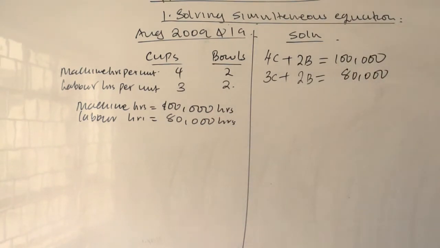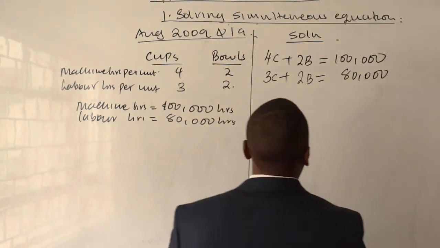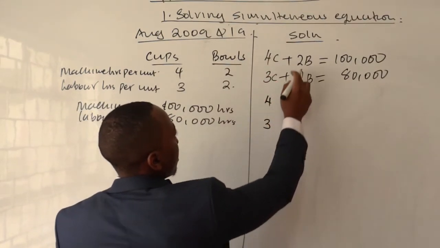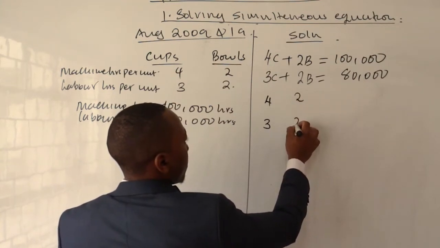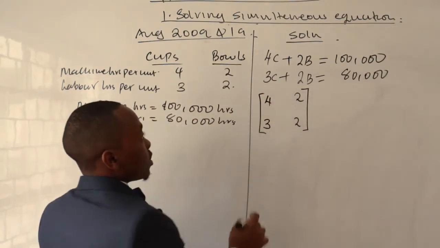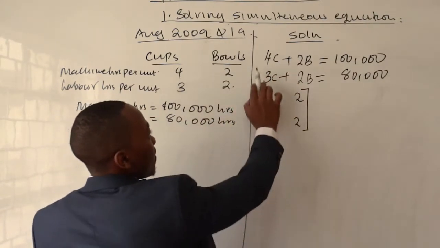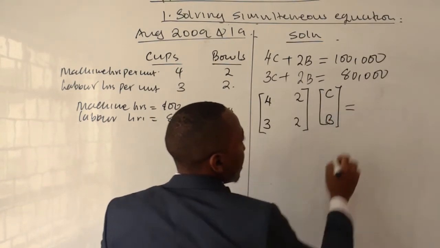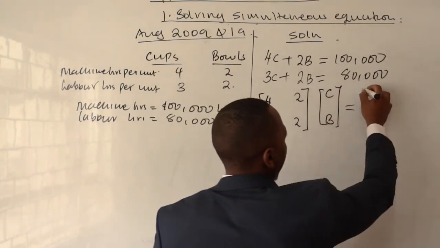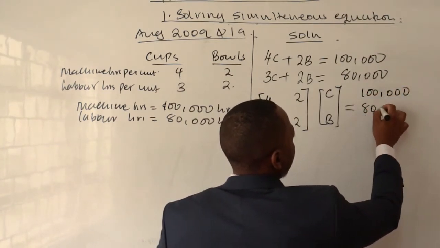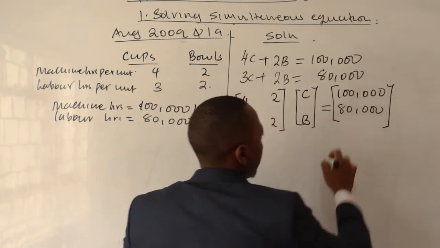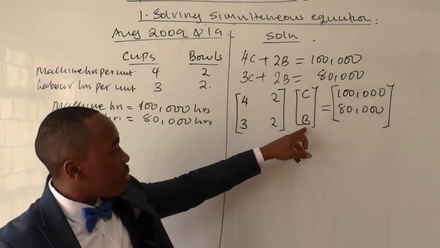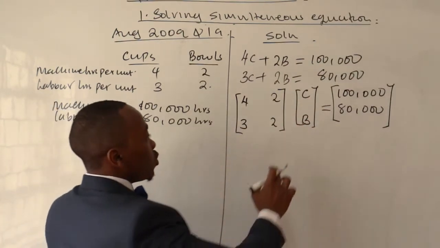That's the first step. After that, you take the coefficients and form a matrix: 4, 3, 2, 2. I've taken the coefficients here. Then we have cups and bowls. You multiply by cups and bowls, which equals 100,000 and 80,000. As simple as that. In this case, we want to determine the number of cups and the number of bowls we can produce. So how do we make them the subject?